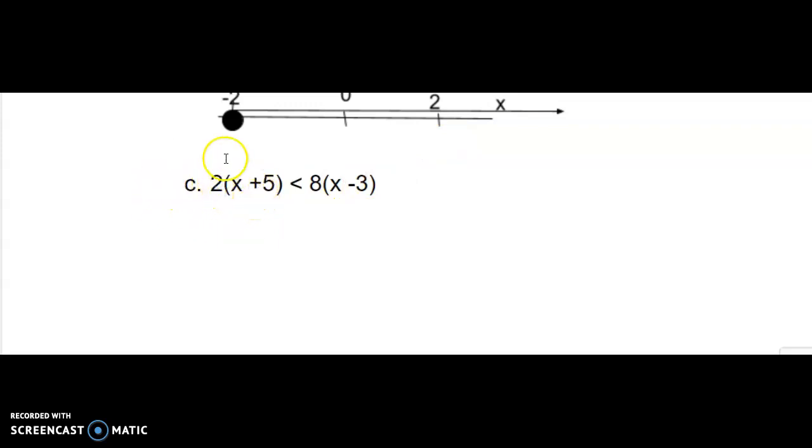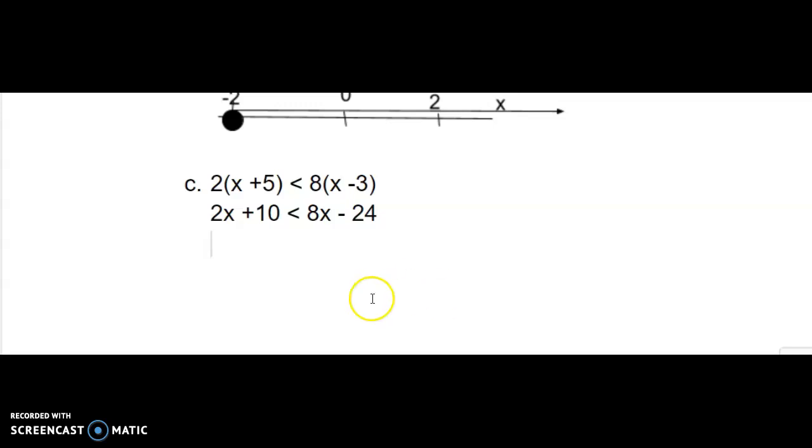On C, I have 2 parentheses. When you see the parentheses like this, that means you multiply, or we say it's the distributive property, remember? So that's 2x plus 10 less than 8x minus 24, because 8 times 3 is 24.